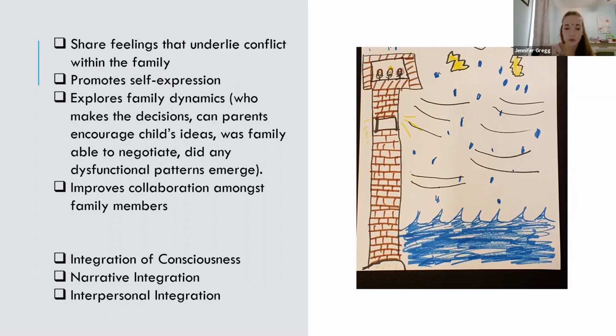The narrative integration, again, it offers an opportunity for them to create a cohesive understanding of where their relationships are presently, where they might have been to where they are now, make sense of their world, again, as a family dynamic, make sense of where the safety areas are. It just offers a sense of understanding, increased awareness. And then the interpersonal integration again.